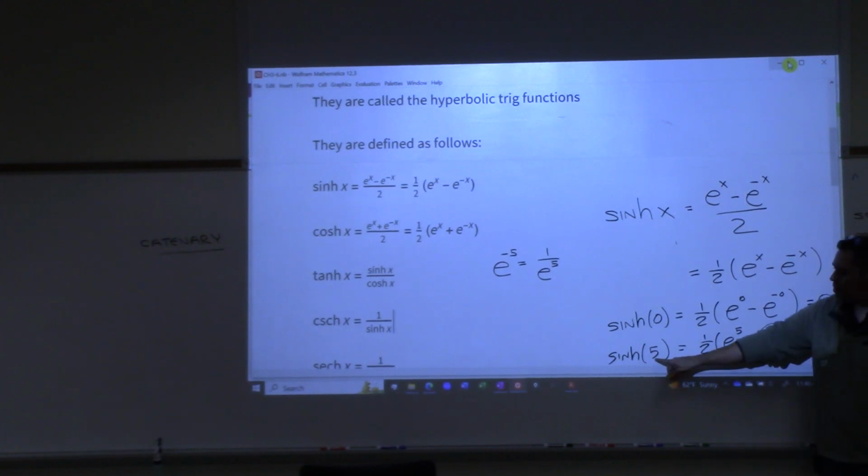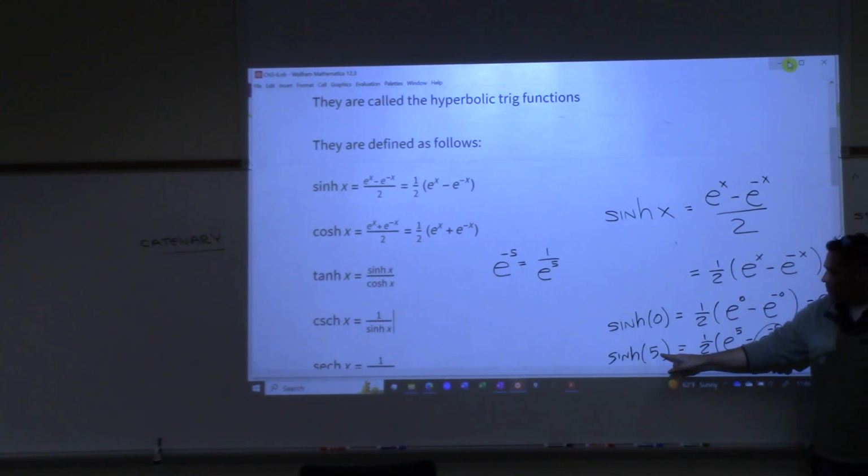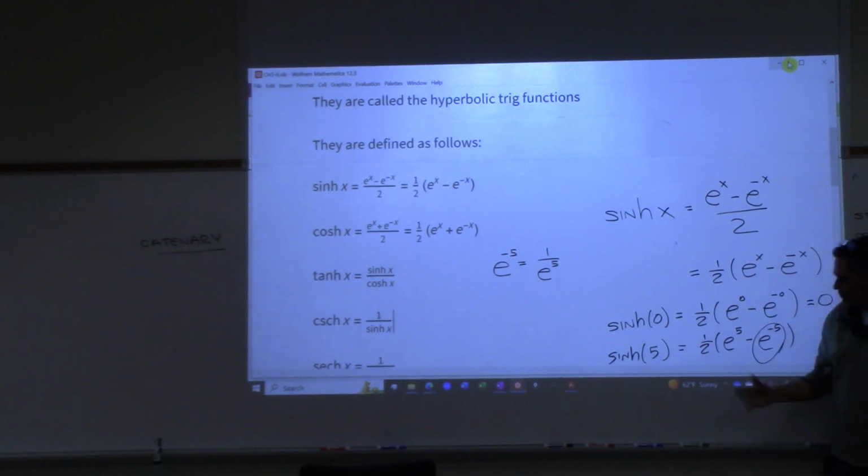And if I let this number get bigger, what happens? Imagine instead of 5, we do 50. e to the 50 would be huge, right? And then this would be really small. So it would get bigger. The bigger this number gets, the bigger this value gets.